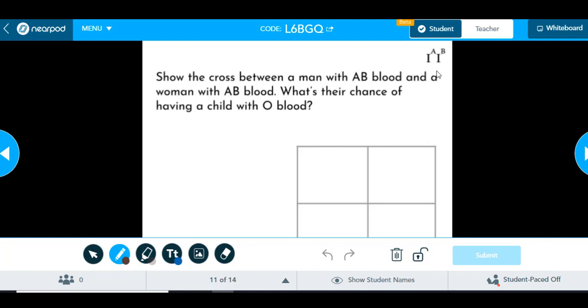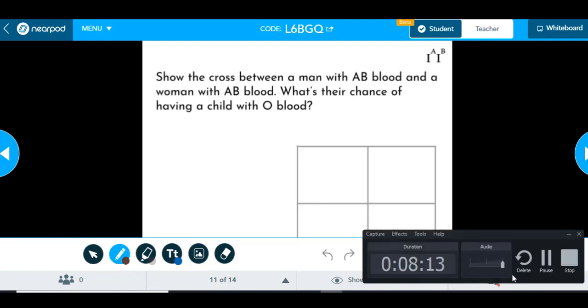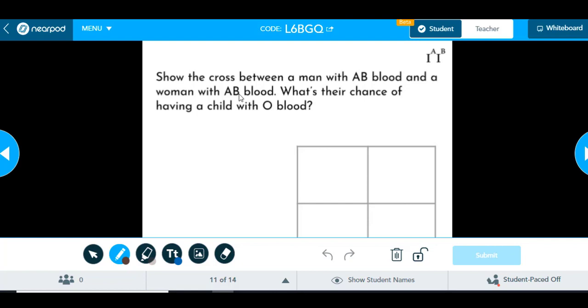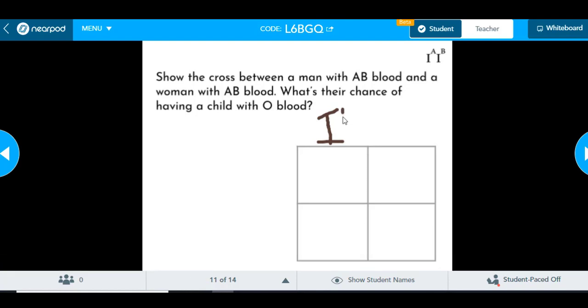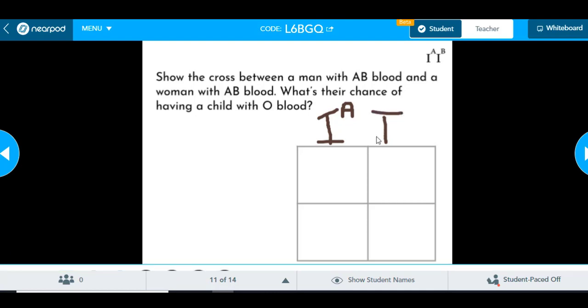I'm going to show you one more cross, and by the way, this is the cross that's in your genetics of blood types, that very first one. So I'm showing the cross between a male with AB blood, FYI, this is the AB blood phenotype, and a woman with AB blood. What's their chance of having a child with O? So again, I'll go ahead and use their genotypes here on the outside.